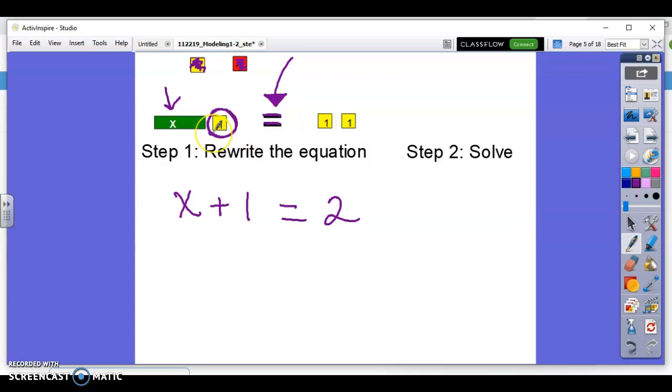So if I want to get rid of a positive 1 here, I have to do the exact same thing on the other side in order to keep it equivalent. So what I do is I look to the other side and I say, do I have a positive 1 to get rid of? And I do. So what I can do is I can get rid of that positive 1 and this positive 1.